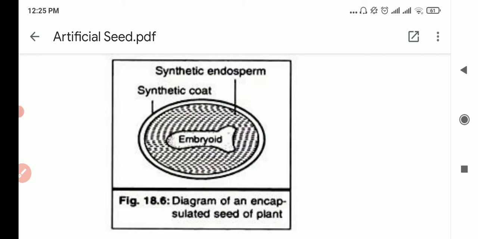And then you can see one seed coat. This is also some gel-like substance. Some gel-like substance will form to make this seed coat.